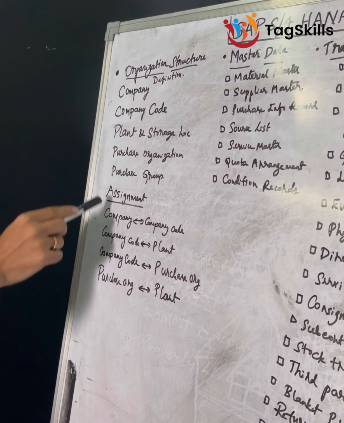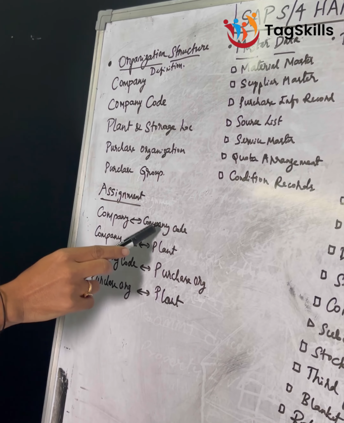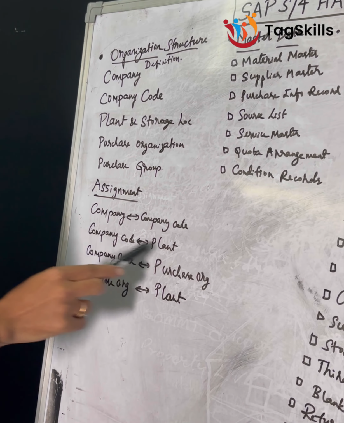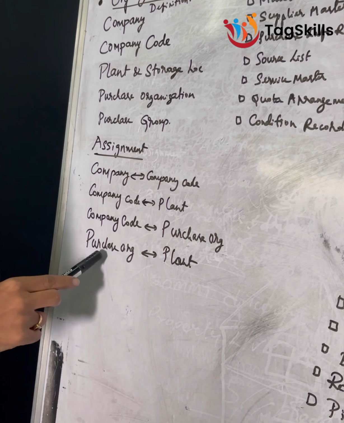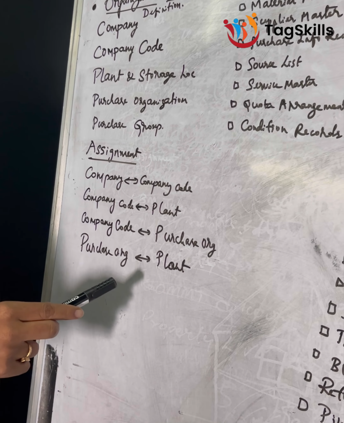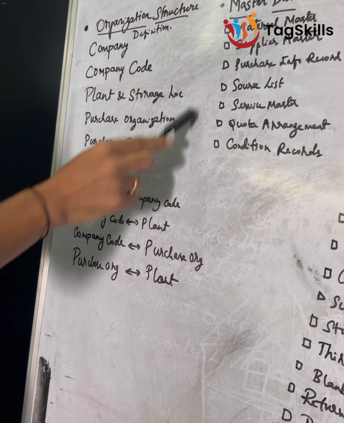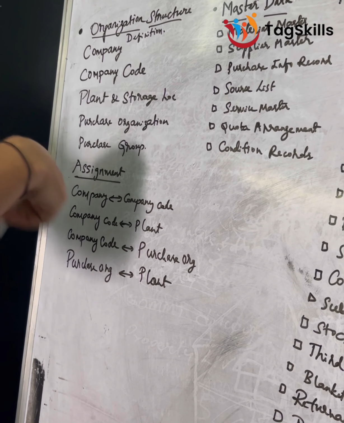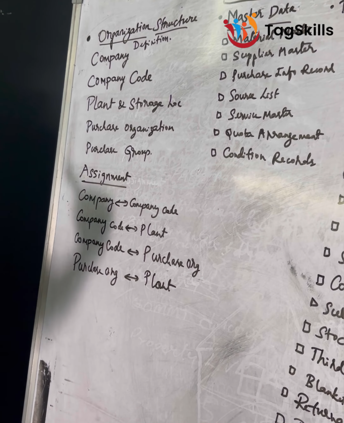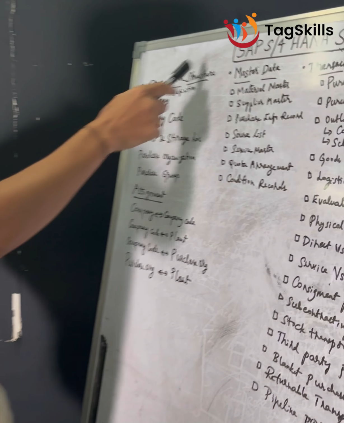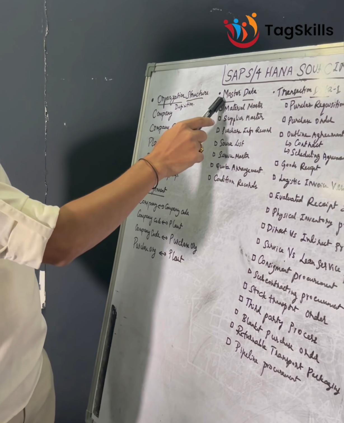So once you prepare all these things, then you will be going with the company to company code assignment, company code to plant, then company code to purchase organization, then purchase organization to plant. These are the assignments that will be taken care of, and you will gain complete real-time experience of going through this particular organization structure creation part. Once you prepare all these things, then you will be going into the master data process.